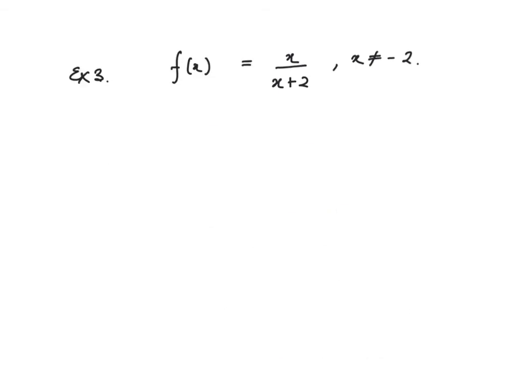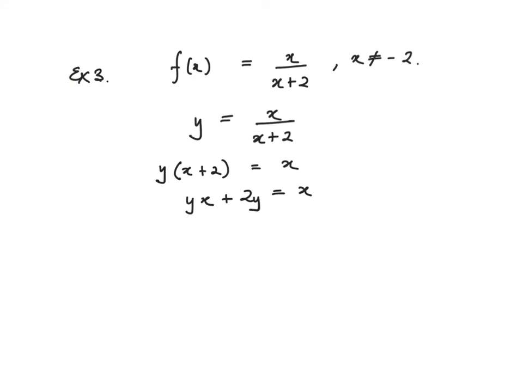Example 3, you'll notice that we have an x on top and an x on bottom. How does that change things? Well, let's see, y equals x over x plus 2. So y lots of x plus 2 equals x. Expand the bracket. Now, we want x to be the subject. What we have to do is to bring both x terms together and remove the 2y. So yx minus x equals minus 2y.